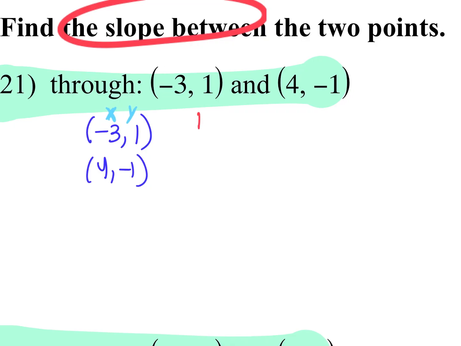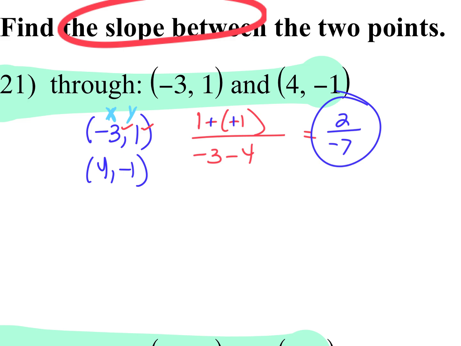+1. So I'm going to say 1 minus -1. Since I started with 1 on the top, what do I have to start with on the bottom? -3. -3 minus 4. What happens when I have minus a negative? It becomes a plus. So 1 plus 1 is 2. And then what's -3 minus 4? That's it. It's all they're asking for is the slope.